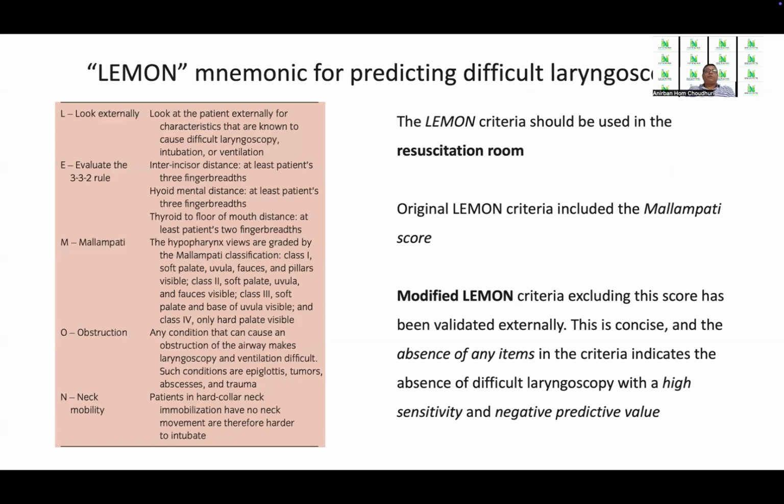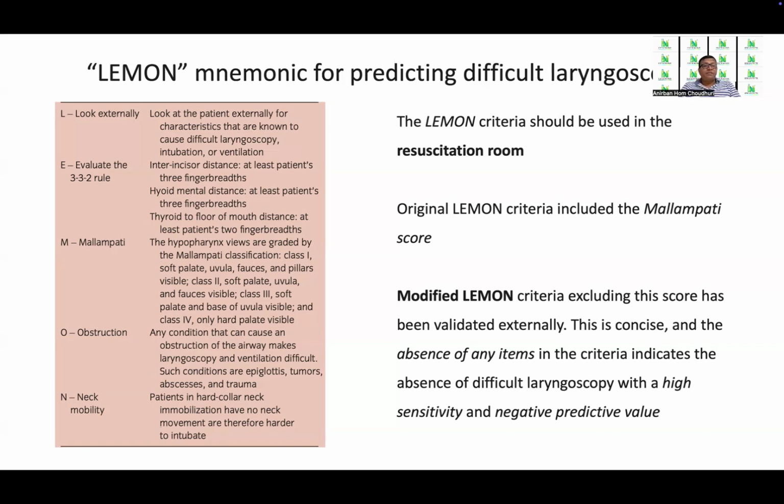Now, for predicting difficult laryngoscopy, of the various acronyms or mnemonics that are available, the one which is very popular and very useful is LEMON. LEMON has 5 alphabets. The first alphabet, L, stands for look externally, where you look at the patient externally for characteristics that are known to cause difficult laryngoscopy, like short neck, double chin, etc. Difficult laryngoscopy, intubation, or ventilation. And one knows that these are the various factors.